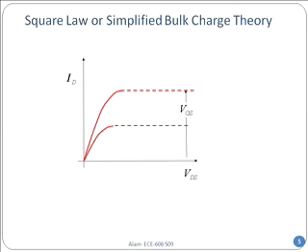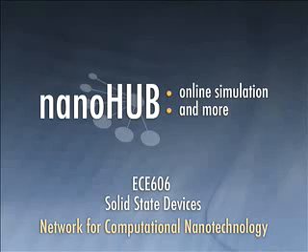Now, you remember that this is essentially the IV characteristics before we go on, and the square law simply says that at the current essentially peak.